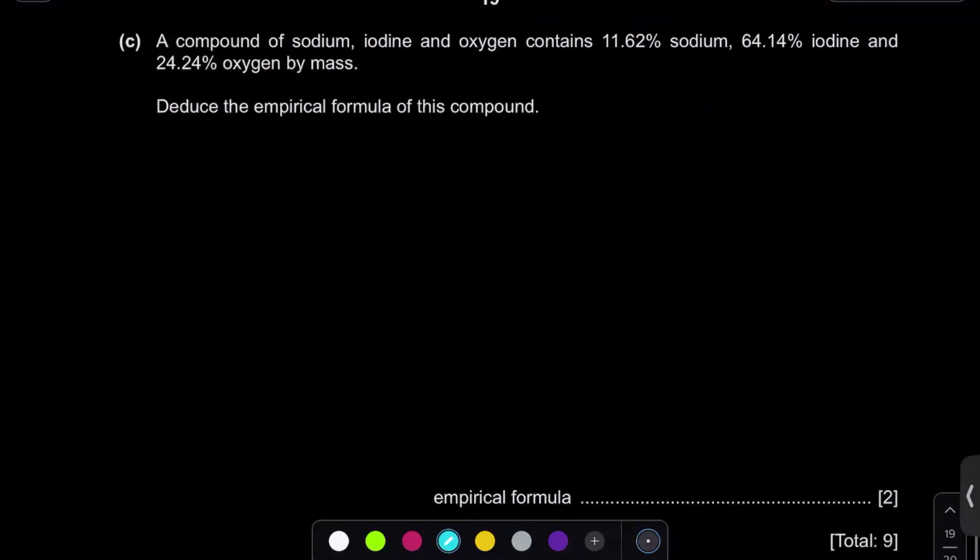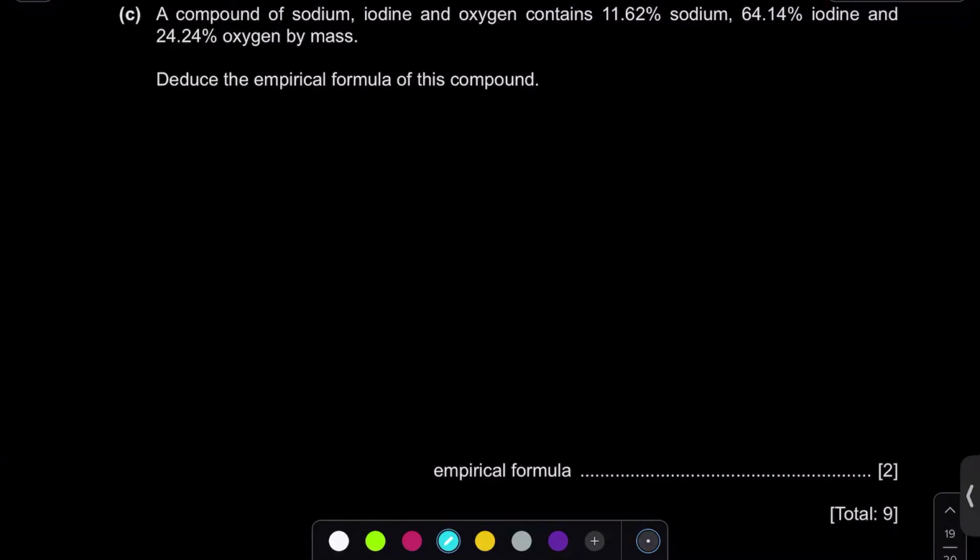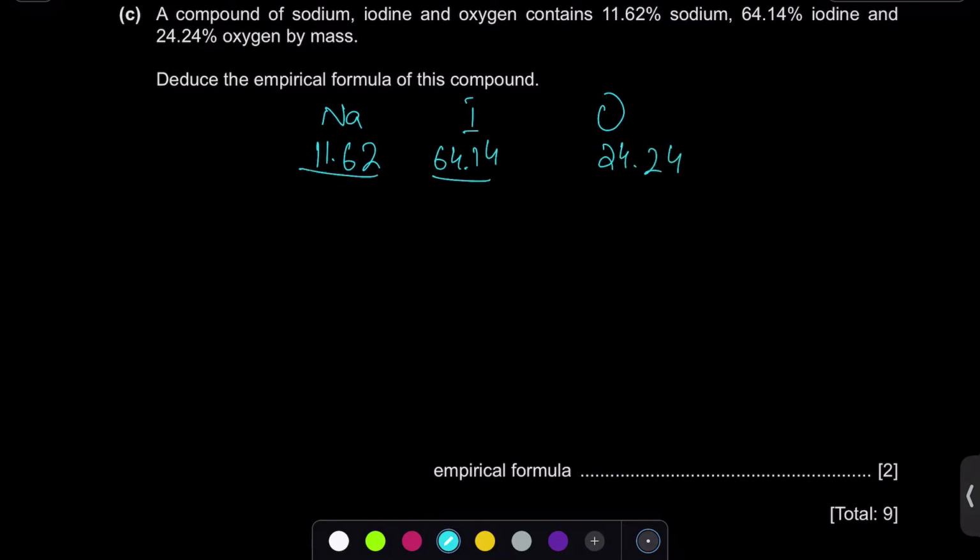Okay. A compound of sodium, iodine, and oxygen contains, ठीक है, percentages मिल गई हैं. Sodium, iodine, oxygen. Remember, this is a compound, so आपने oxygen gas नहीं है, तो उसके अंदर oxygen के atoms हैं. Okay, so we'll divide it by their ARs. 23, 127 if I'm not wrong, and 16. Okay, so does anybody have a calculator? Can you tell me what numbers you get?